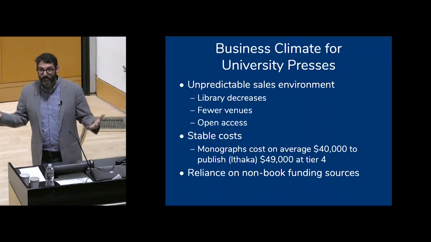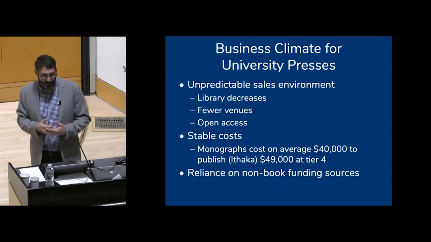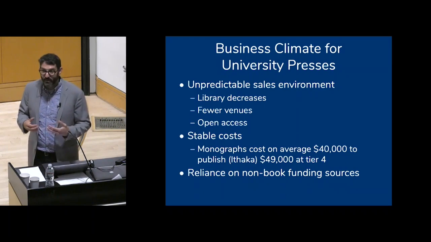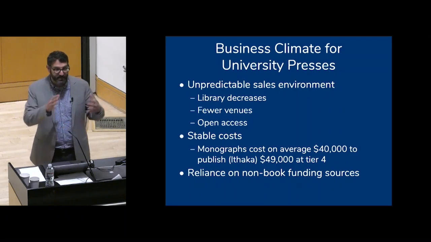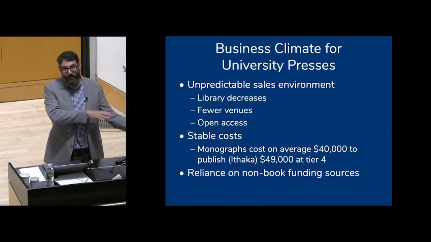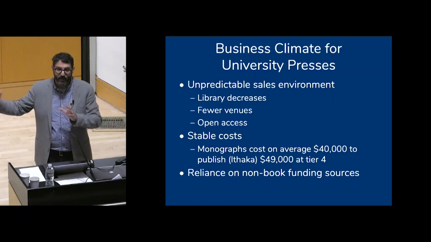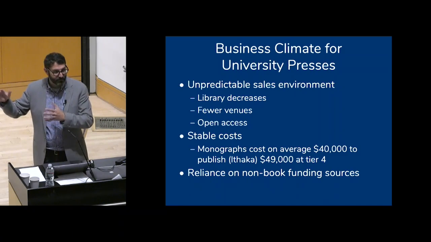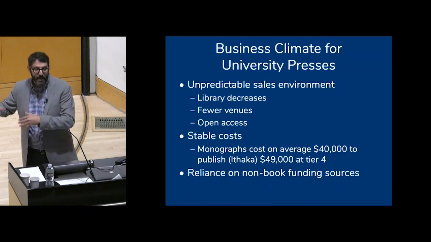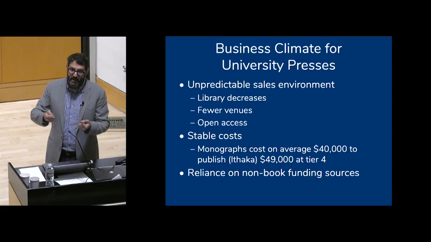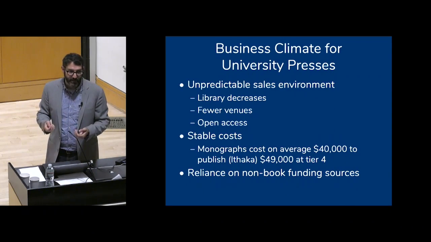That said, costs have remained relatively stable to produce a book. A monograph, on average, based on a recent Ithaca study, costs about $40,000 to produce, and that's inclusive of all the fixed costs of production, and then also the variable costs of paper, printing and binding. But paper and printing and binding, what you think of as the physical book itself, is really only about a third of that cost.